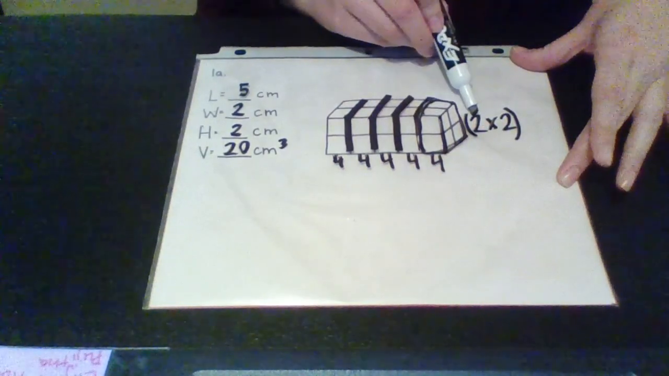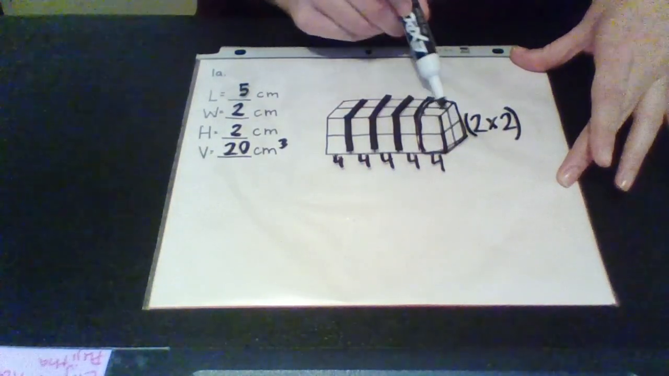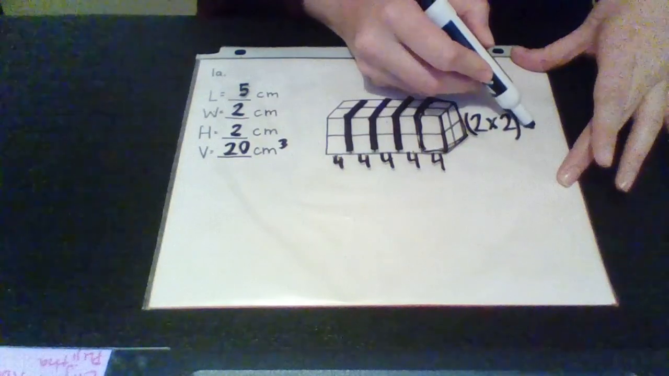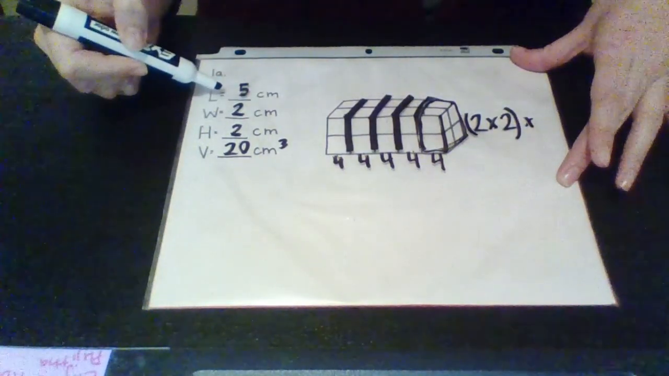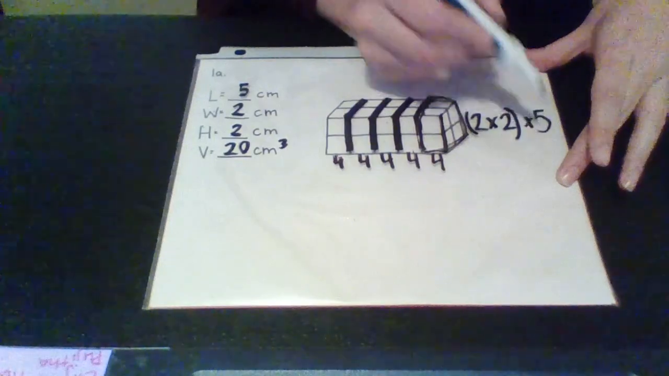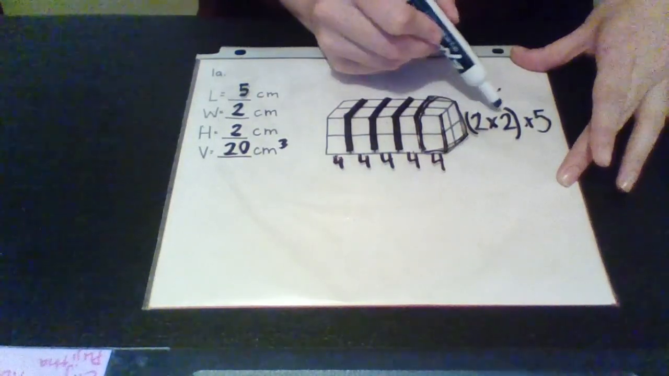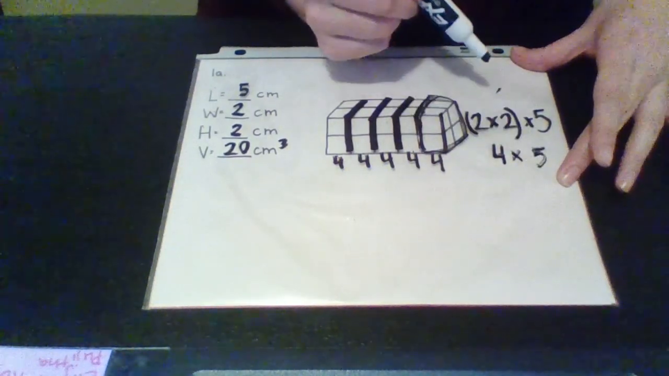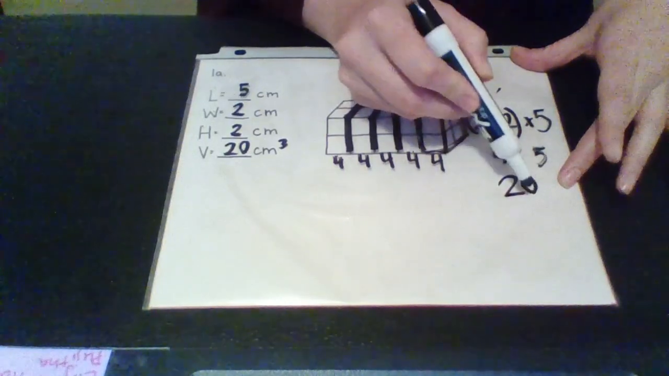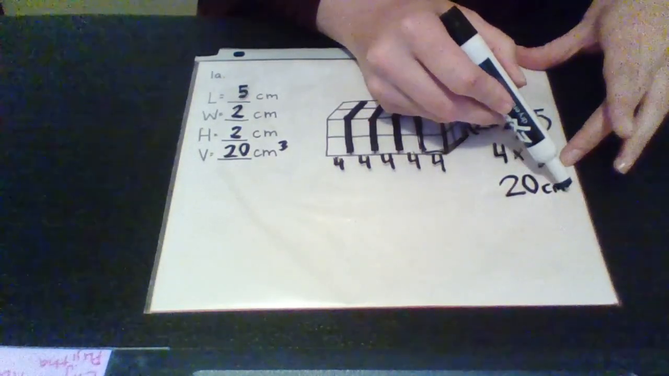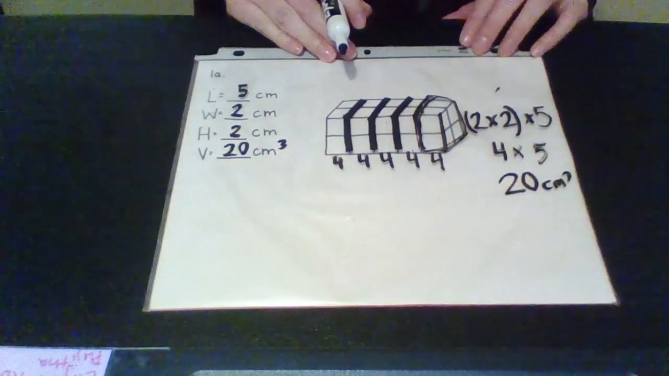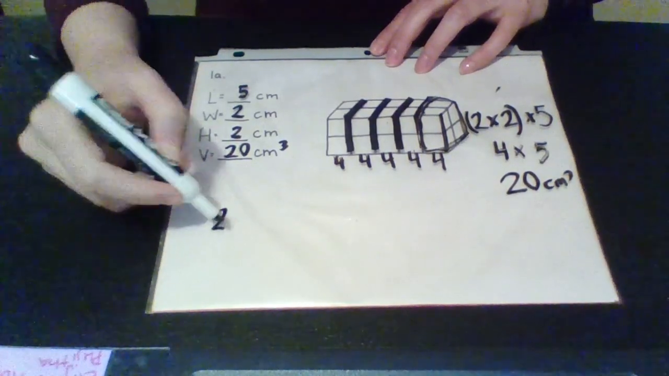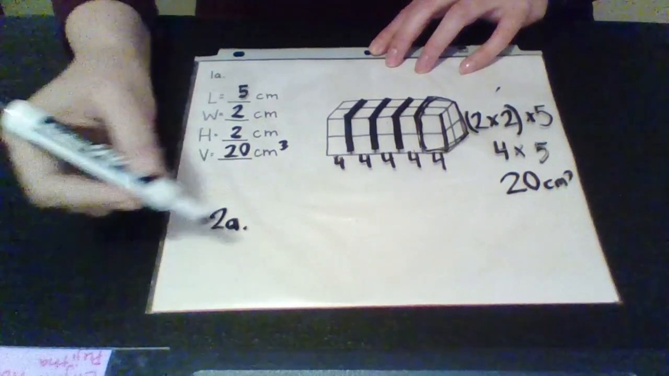So we first found out the width times the height, and then what we did is we took that layer and we made 1, 2, 3, 4, 5 copies, which also happens to be the length of our shape. So if we were to solve this one out, 2 times 2 is 4, times our 5 that we left up here, times 5, which gives me a volume of 20 centimeters cubed. So that gives us that standard algorithm. Now, when you go down to 2A, it's going to ask you to write out the expressions that you use.